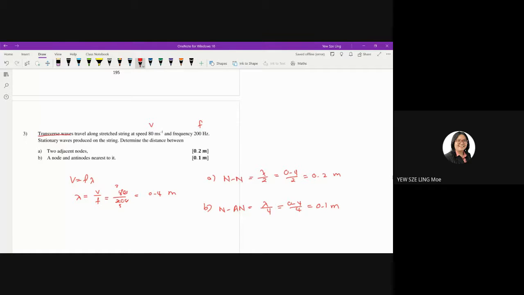Okay, let's take a short break. We will continue again at 15 past 3. Kita rehat sekejap. Make sure you complete this exercise. And then at 3:15, we will proceed to exercise 3. New subtopic, sound intensity. So let's take a short break.